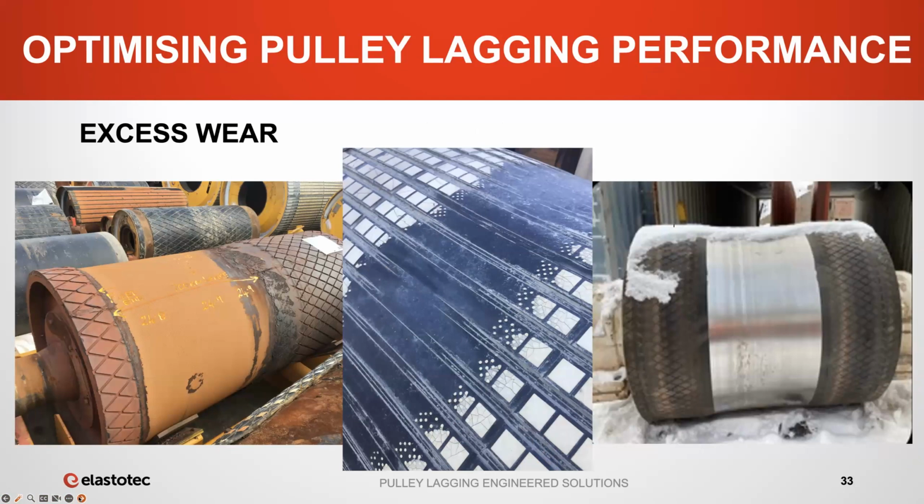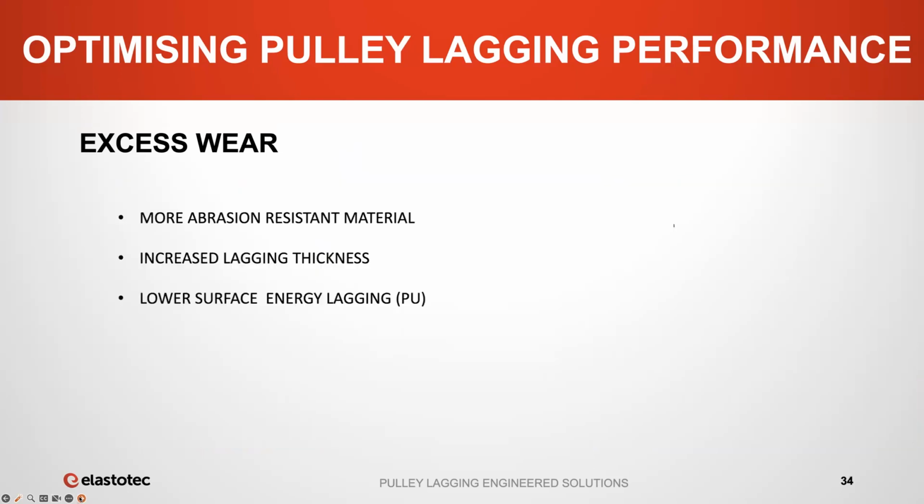Options for improving the performance where wear is a problem include using a more abrasion resistant material, increasing the lagging thickness and the wear material thickness. So for example, you could use thicker ceramic tiles and an overall thicker lagging, or going to a lagging that's more slippery. That's particularly where you have the localized wear. So something like a polyurethane will help there.